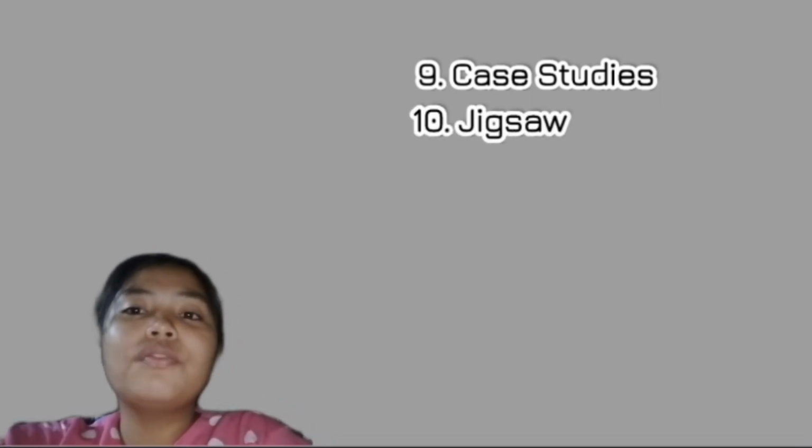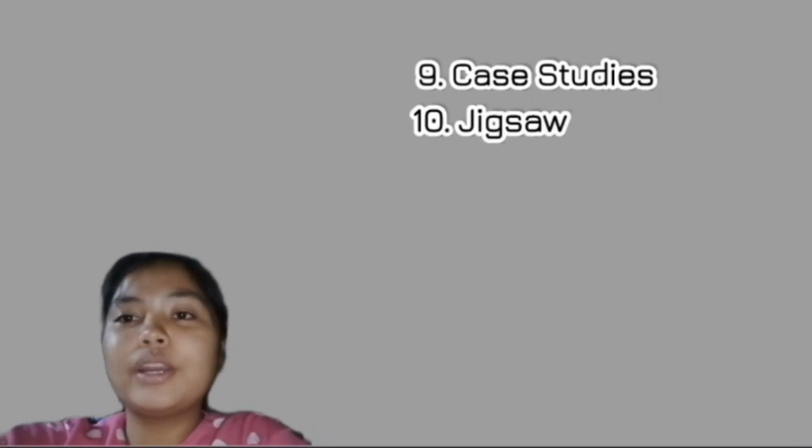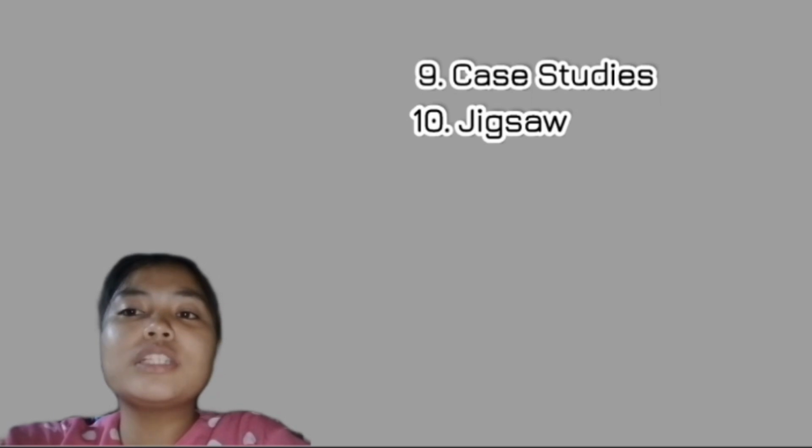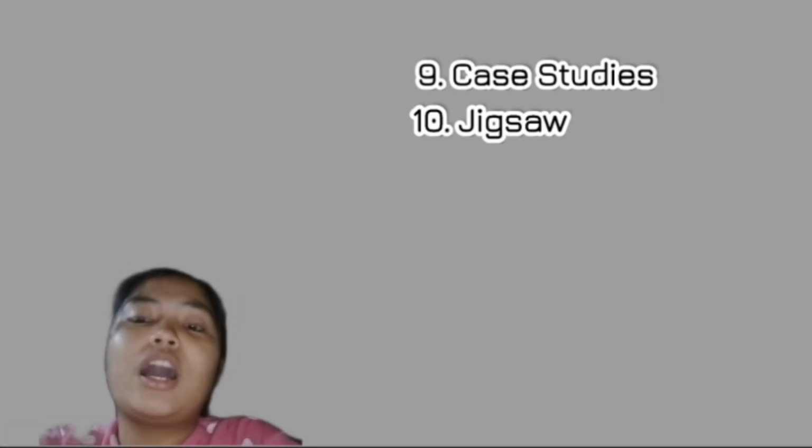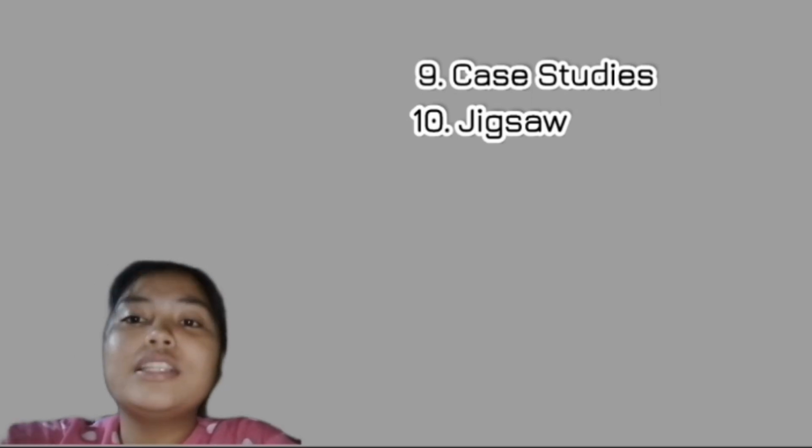Number 10. Jigsaw. The jigsaw method fosters collaboration and teamwork. Students become expert on a specific part of a topic, then teach their peers, creating a shared understanding and building community. Think of students becoming expert on a different aspect of a historical event, then sharing their knowledge with their groups.